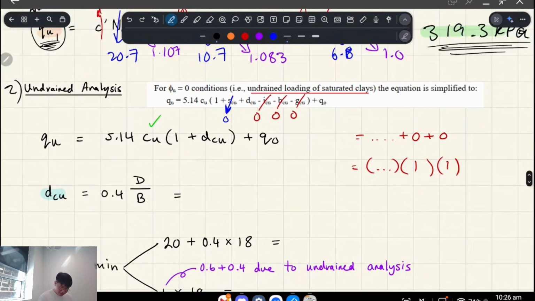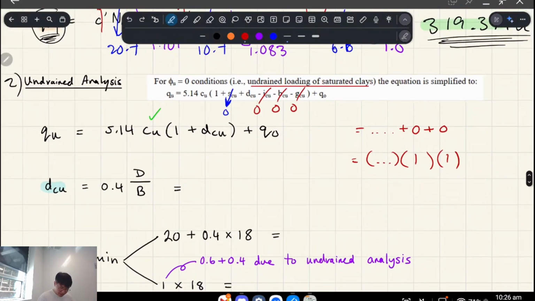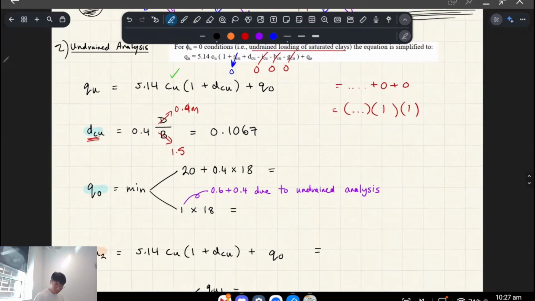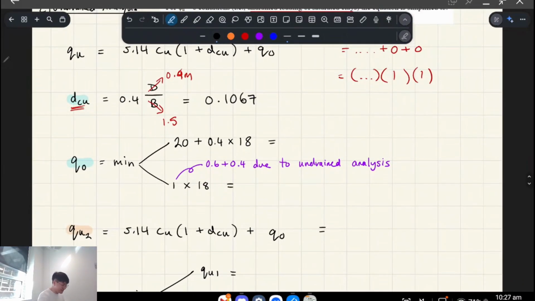Okay. So we just work out the depth factor for undrained analysis. And that in the table is just this. So we go D on B. D is 0.4 meters and B is 1.5. That gives us a depth factor of 0.1.